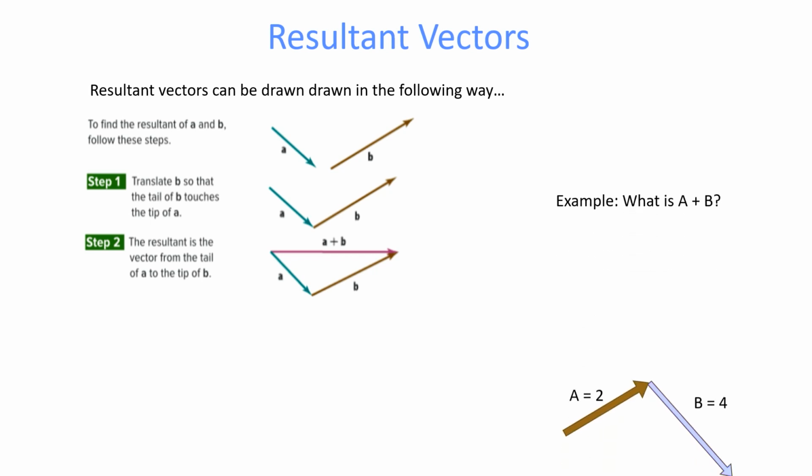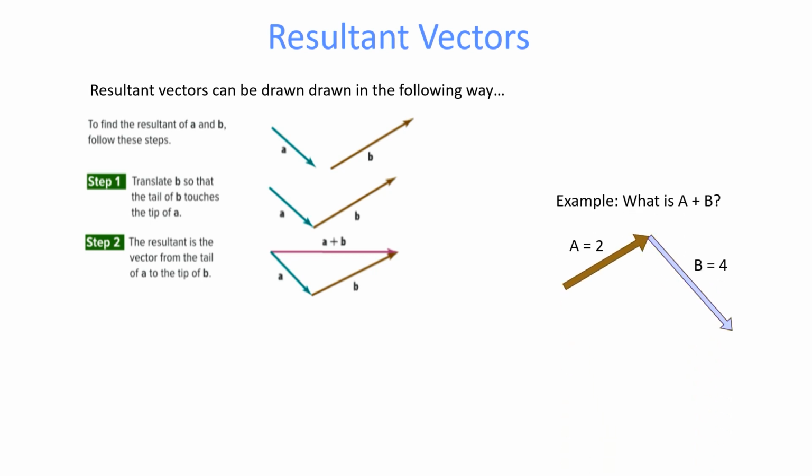Here is an example for you to try. What is A plus B? You may pause the video now, answer the question, and then see the answer after. You should have got that C equals 6 and shown the orange arrow.